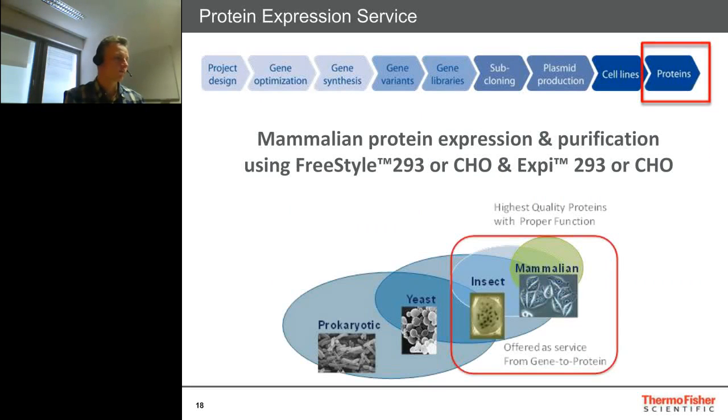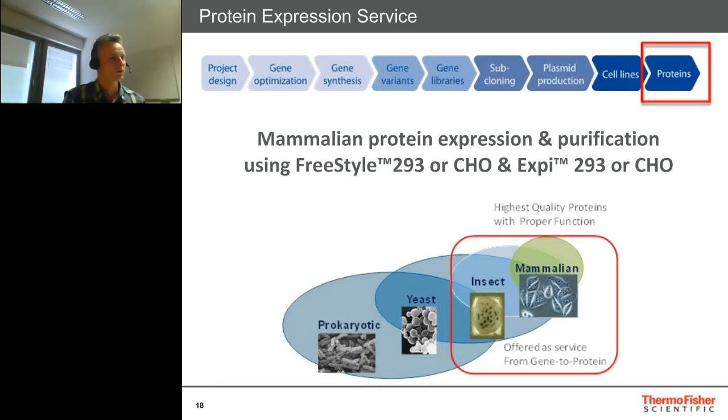Now, how can you make use of that? As I said, we are offering gene synthesis and protein expression, so the whole workflow from gene to protein, and we are focusing on insect and mammalian expression, so we don't offer prokaryotic and yeast expression. We're using the Thermo Fisher expression systems, because as I show you in some more slides, these also have advantages, and the combination is really what makes the difference.